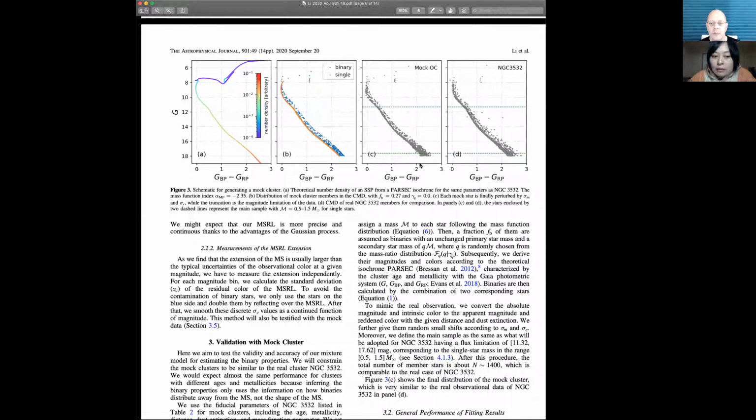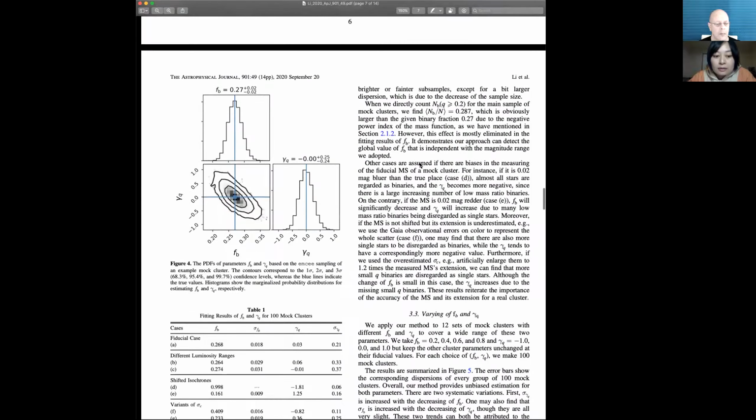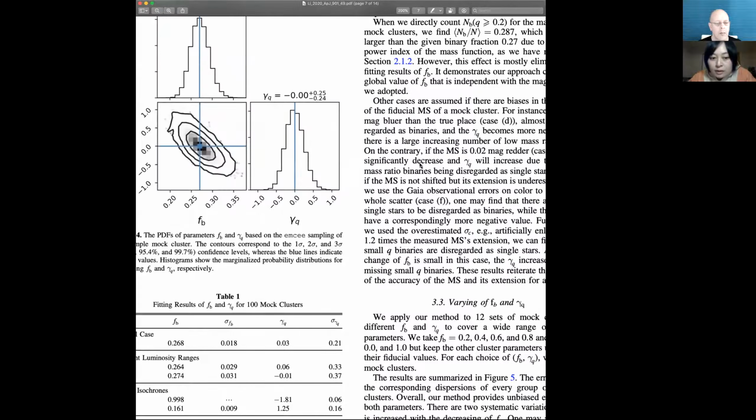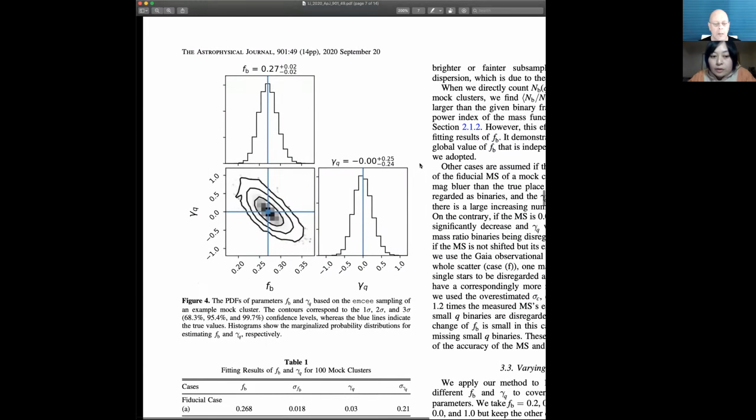We apply our method to one single mock cluster and use MCMC to infer the parameters. The contours are shown in figure 4. Figure 4 shows the fitting result of one single mock cluster. The blue cross is the true values, and the contour shows the fitting result, and we can recover them.